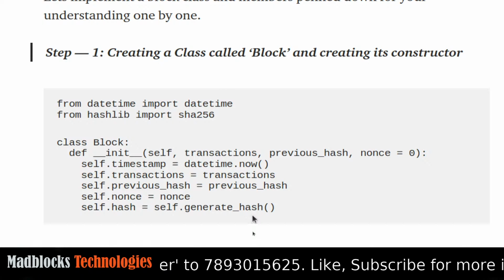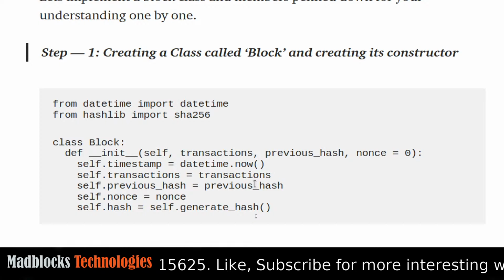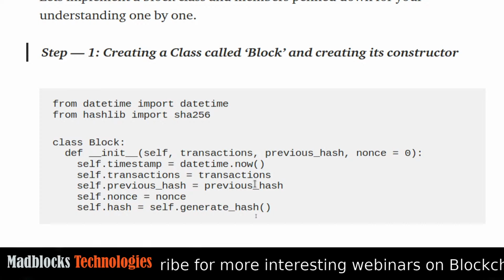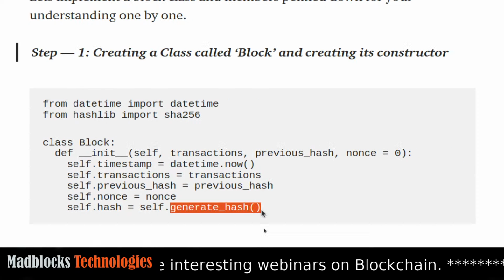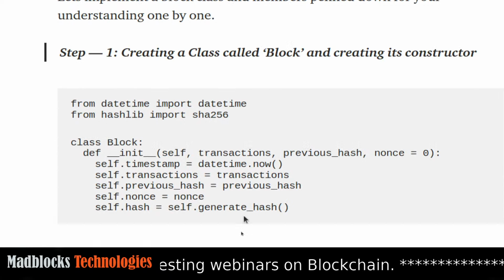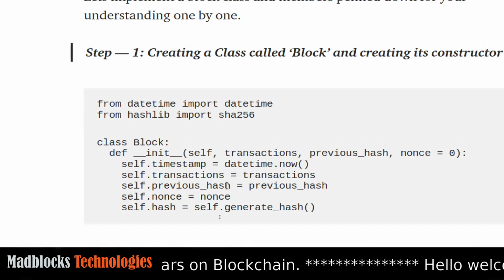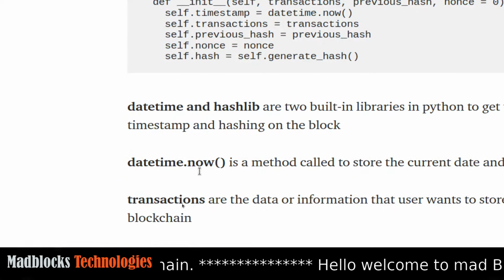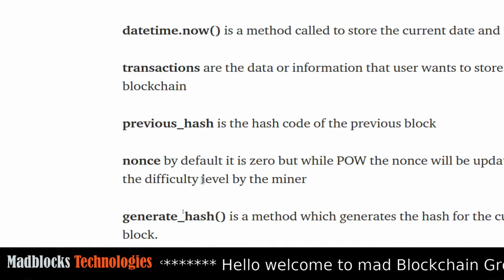So we have previous hash, right? What is previous hash? Previous block hash. Now we have the current, which is generate underscore hash. This generate underscore hash we will be defining later, but as of now I am just calling it. Okay, so this is step 1. We have created a class. I have explained here what is datetime, what is datetime.now, what is transactions, what is previous hash, everything is explained clearly.